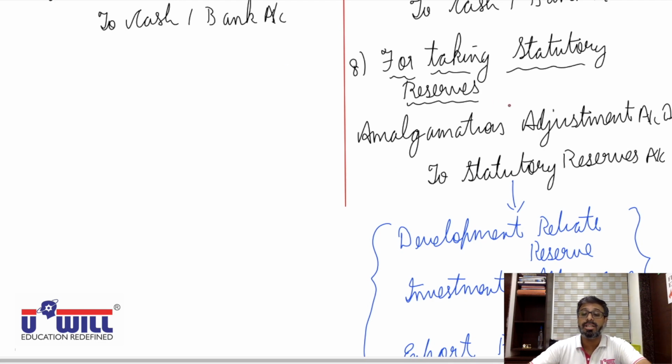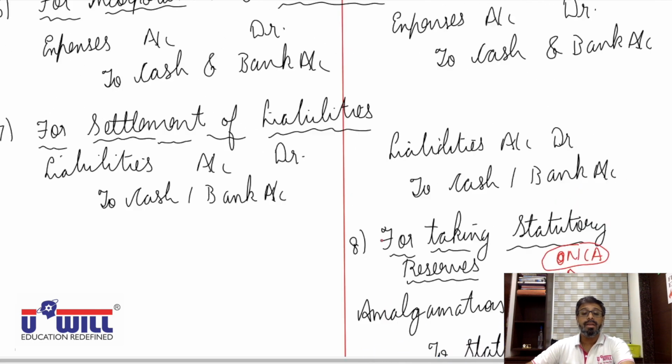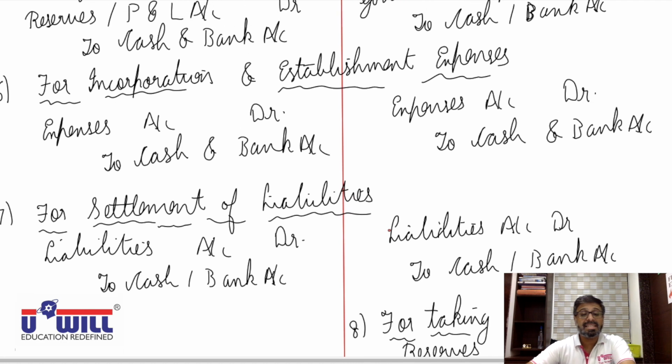And in balance sheet, this amalgamation adjustment will appear under the heading other non-current assets. And statutory reserve obviously under the heading reserves and surplus, shareholders funds. But amalgamation adjustment will come under which heading? Other non-current assets. Okay. And once after 5-7 years, the reserve is no more required, we reverse and both the accounts will disappear from the balance sheet. Okay. So all of you revise these concepts properly.